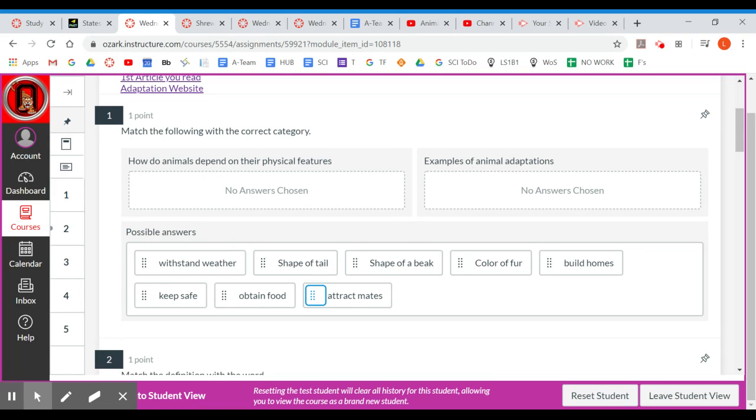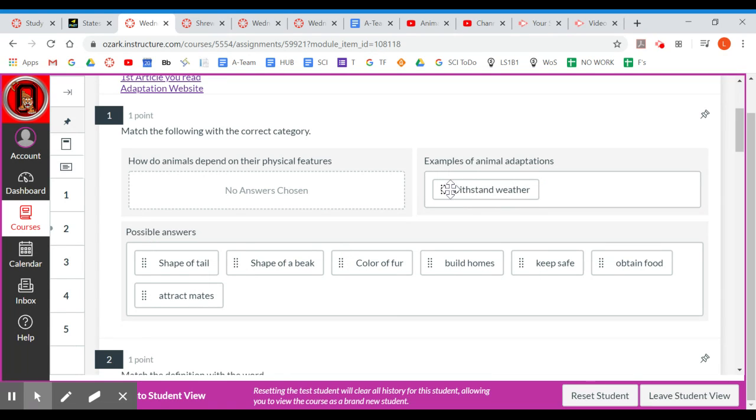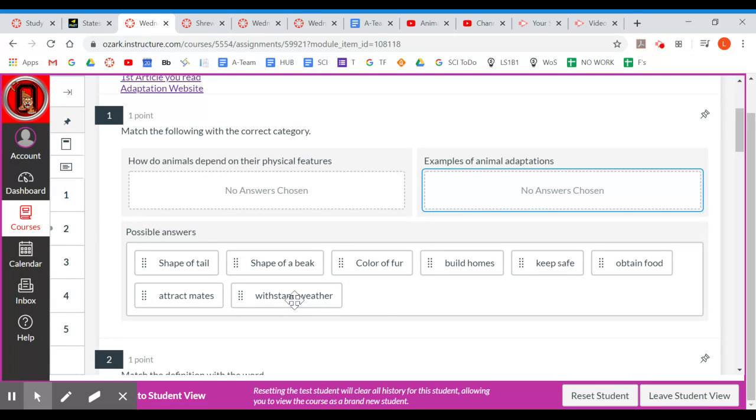Our other category is examples of animal adaptations. These are specific adaptations or changes animals have made, and you would drop them in here. For instance, I'm going to drag another one. If I thought it went here, or if I thought it went there, I would just drop it in there. If I realize I made a mistake, you can pull it back out and put it in the bank. So this is pretty handy. I like this type of question.